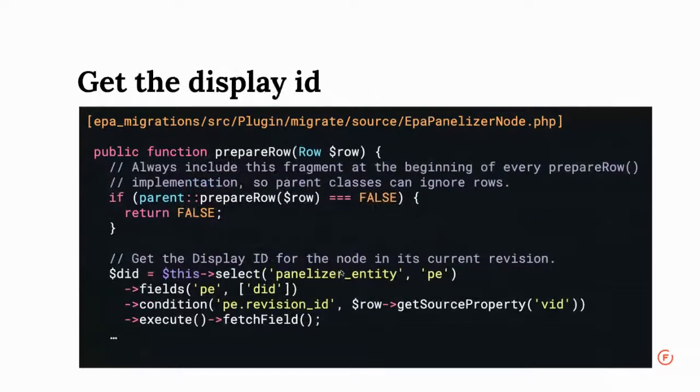The next method we're going to look at is prepareRow. So the query method helps us limit the number of nodes that we're pulling in. The prepareRow helps us pull in additional data about those nodes. So again, we want to load up the parent prepareRow method so that this node could be ignored if there was a rule in one of those that told us to ignore it. And then the first piece of additional data that we want to get for each node is the display ID. So we're just doing another query here on the Panelizer entity table to get the display ID for this revision ID that we're working with.